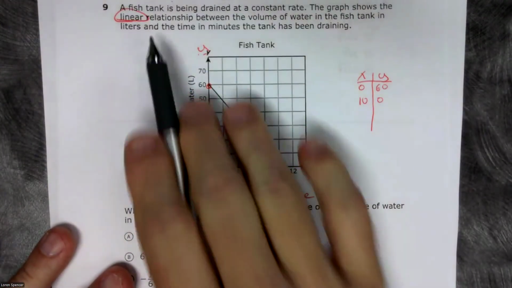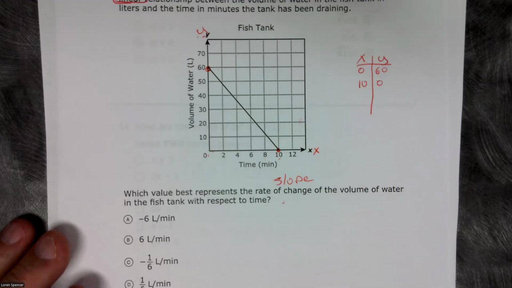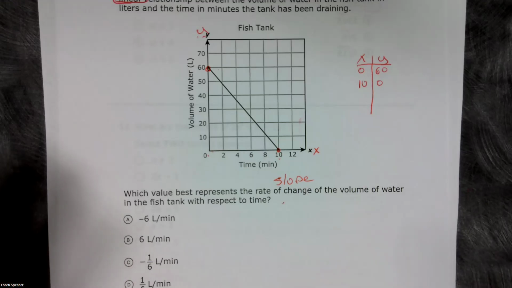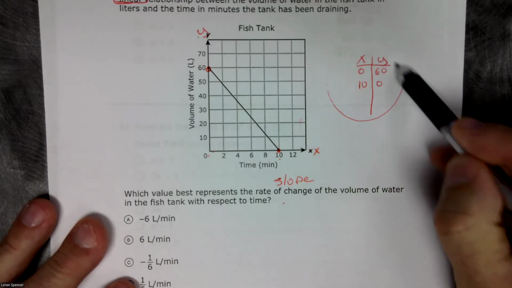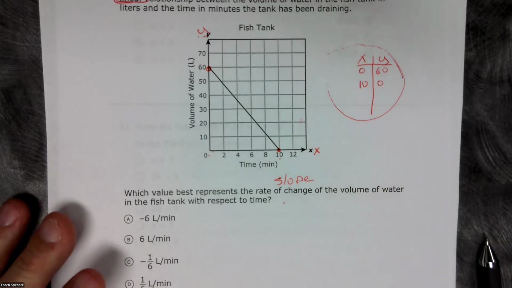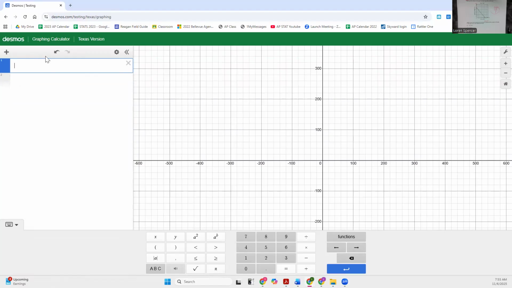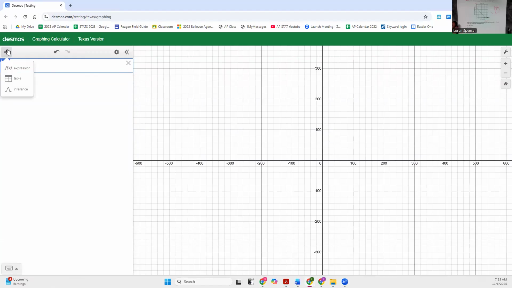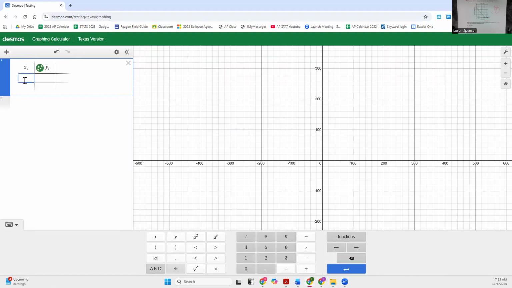Now they told us it was linear up here, and that's really important because that allows us to know what to do. So with that in mind, I'm going to go to Desmos and I'm going to make a table and input this in the table. So we're going to press the share button. All right, I don't see table. Where do I get table? Oh, plus button, table. And I said 0 and 60. And then we're going to do 10 and 0. Great.